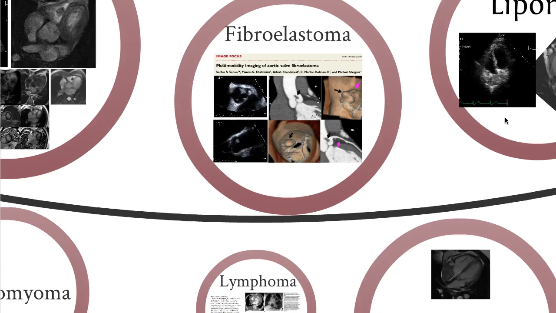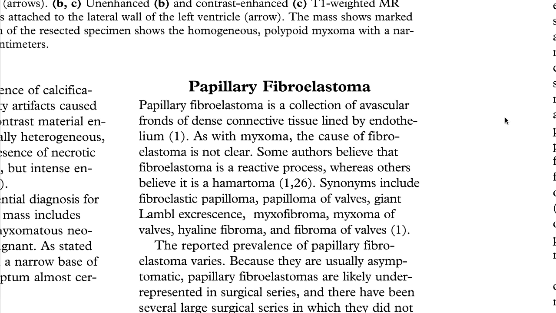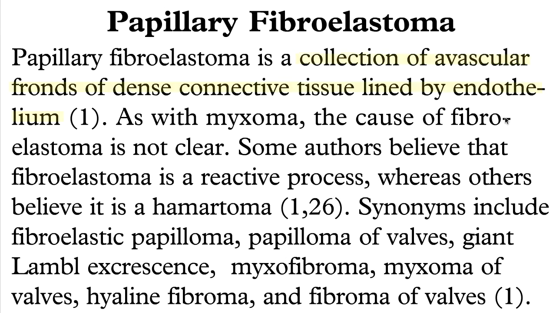Next, we'll talk about fibroblastoma. Fibroblastoma is the second most common benign tumor. So it's a collection of avascular fronds of dense connective tissue lined by epithelium. Some authors believe this is reactive. Other people believe it's a hematoma. This is still debated.